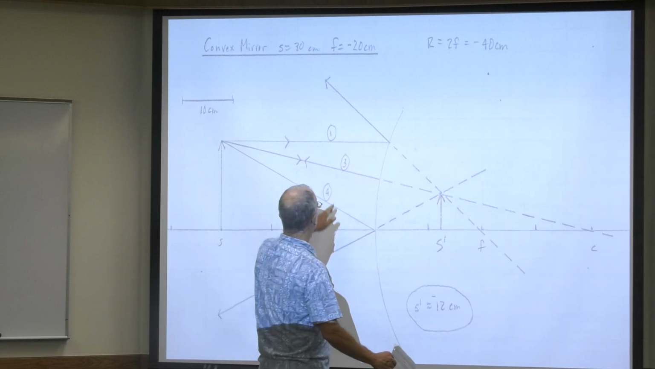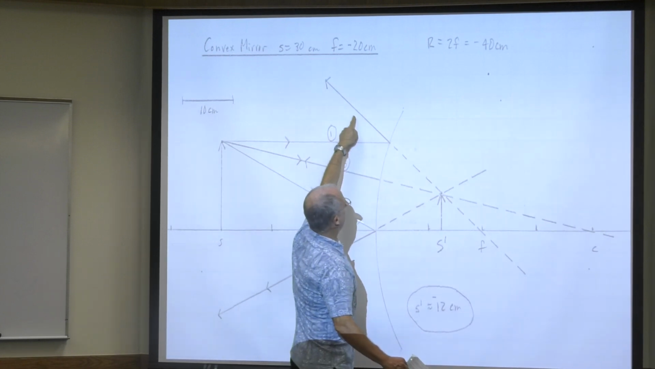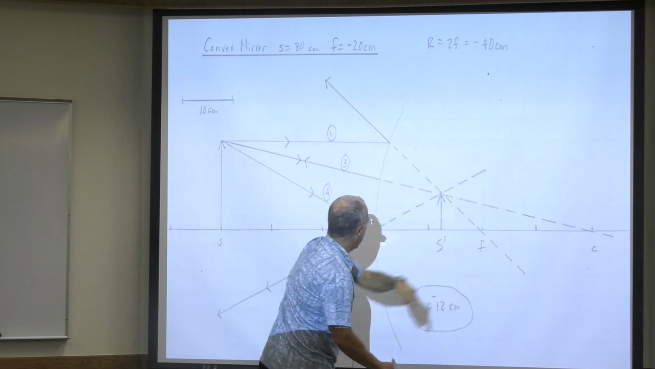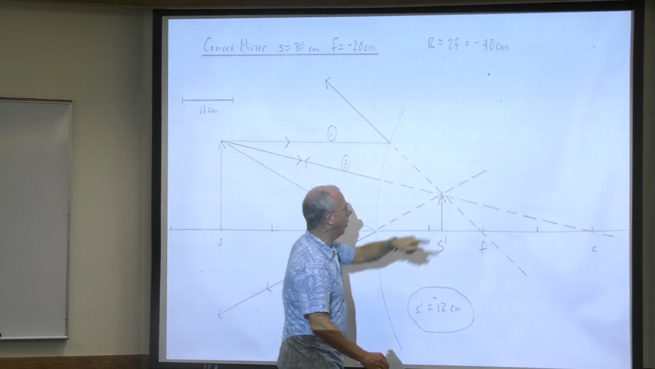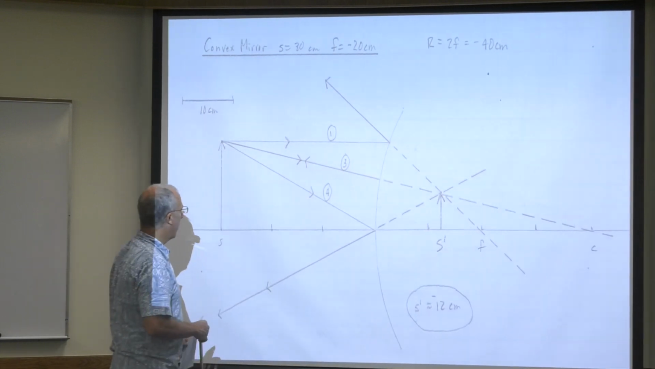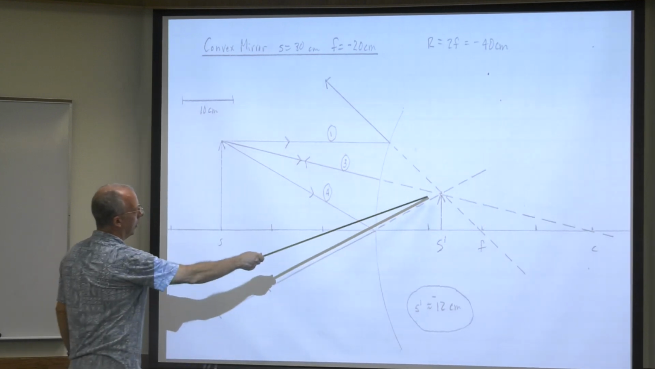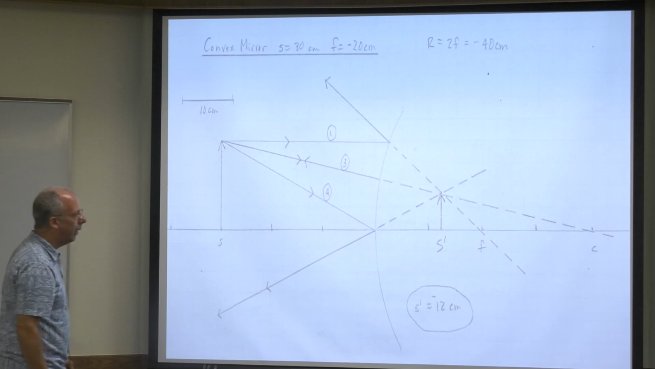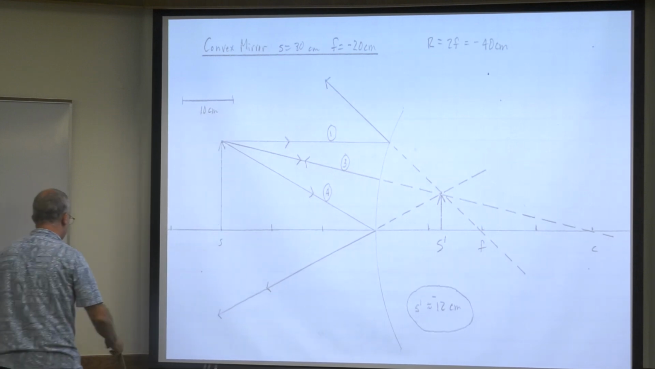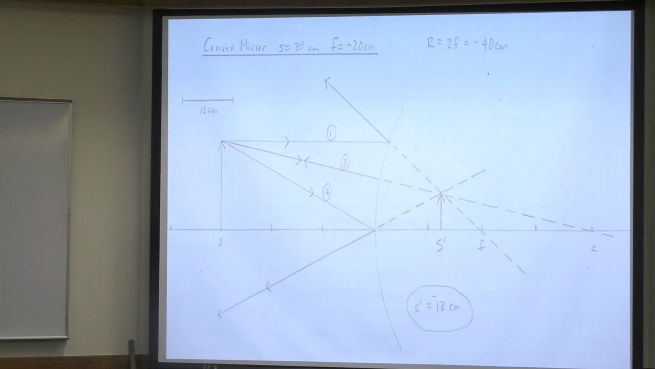All right, so you have to backtrack. So we backtrack this guy, backtrack this guy, backtrack this guy. Bingo, there you go. So S prime is whatever, minus 12. And it's shrunk, but it's upright, right? So it's upright, and it's shrunk. So now let's do the math.